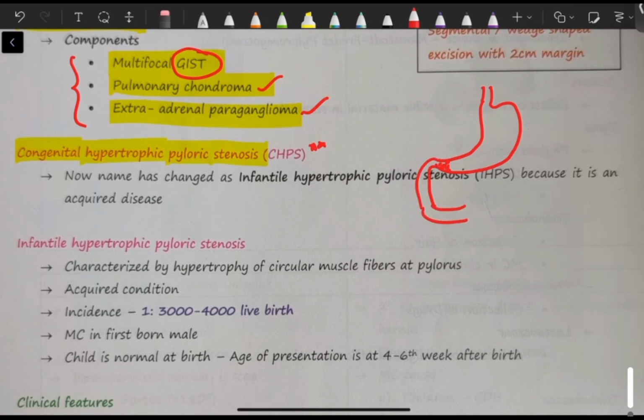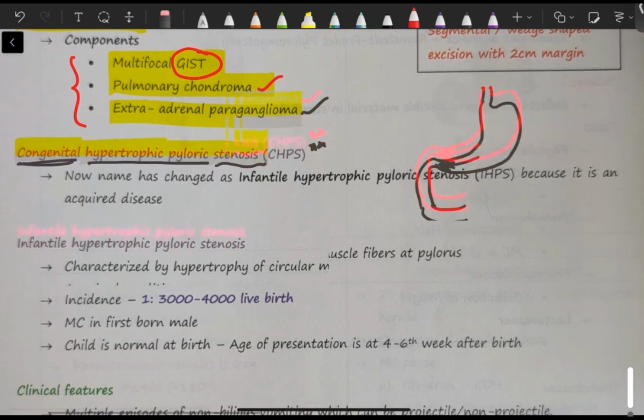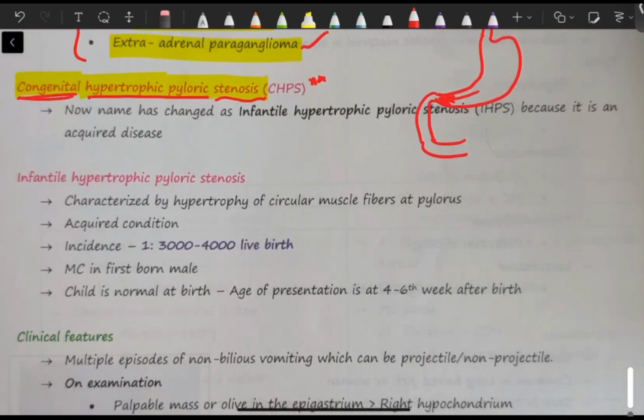Okay, so the pylorus region has certain muscle. If there is hypertrophy of this muscle, the circular muscle present in the pylorus, that is called hypertrophic pylorus. And because this is hypertrophic, it will lead to obstruction, or the lumen through which the food can pass is reduced or stenosed. Because of this hypertrophy of the pyloric muscle, there is stenosis, and it is from birth. This is known as congenital hypertrophic pyloric stenosis. Now the name has been changed to infantile.